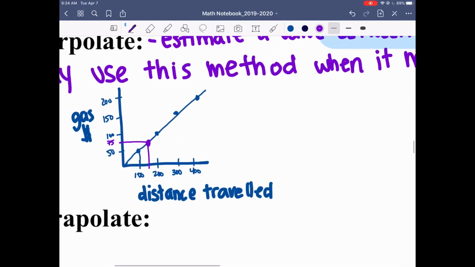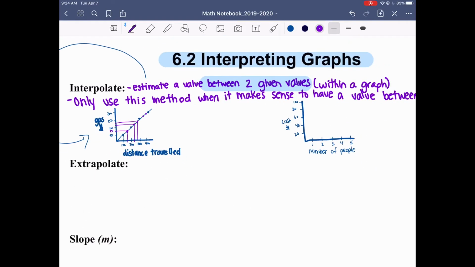So interpolating basically means getting information from the graph in between the given points of the graph, which you can do for the most part, right? But there is sometimes where it doesn't make sense for us to use interpolation.